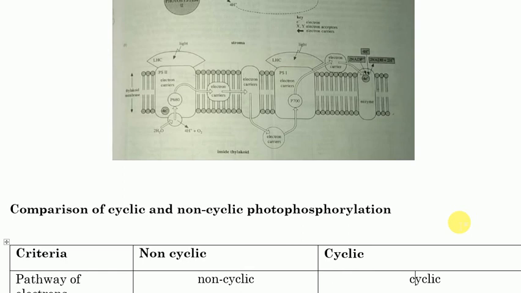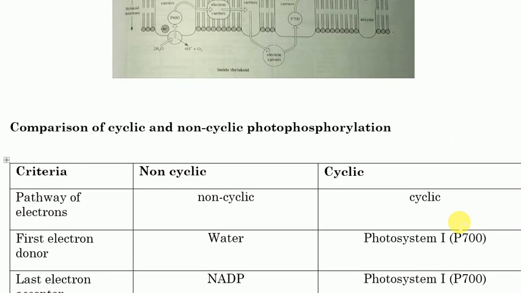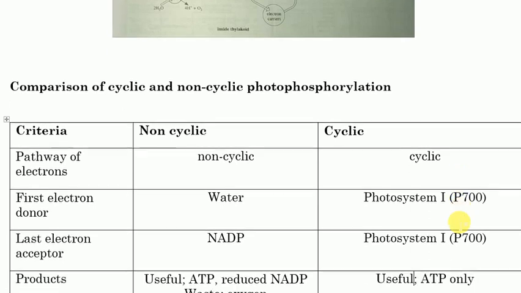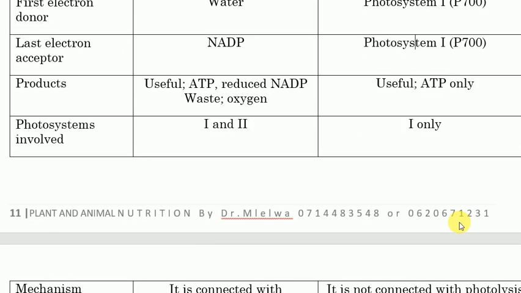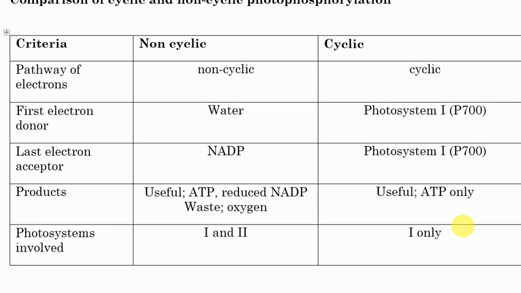So what remains here is just the comparison of these two processes, cyclic and non-cyclic. As you can see here in our table, we have criteria, and then we have non-cyclic and cyclic. So for example, pathway of electron, here is non-cyclic, here is cyclic. First electron donor, here is water, here is photosystem 1. Last electron acceptor, here is NADP and here is photosystem 1, because the electrons are recycled back. Product, here we have ATP, reduced NADP, and the waste product is the oxygen, which is not used. And in the cyclic we have only ATP.